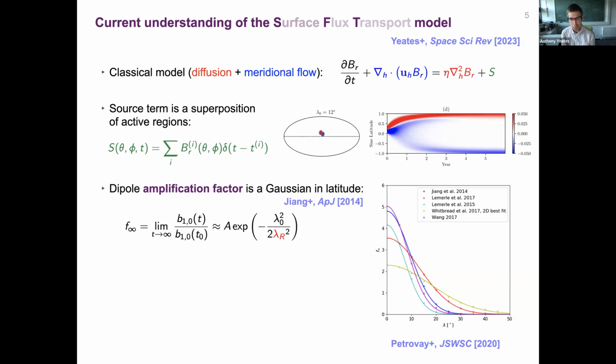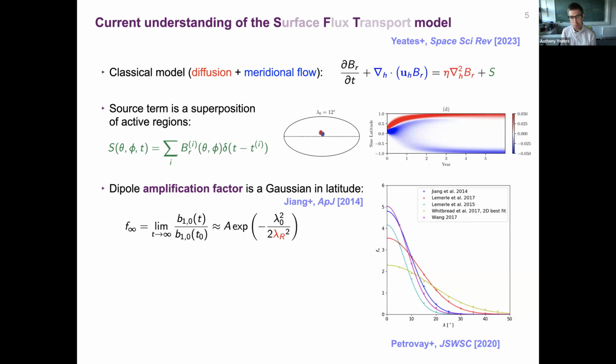And Christophe Petrové here has plotted this Gaussian for a variety of earlier flux transport models from the literature. And what you see is that the width of this Gaussian varies quite a lot from one model to the next. That's this lambda r parameter.